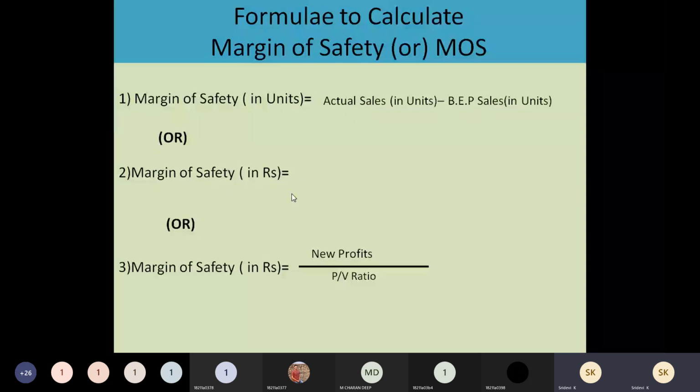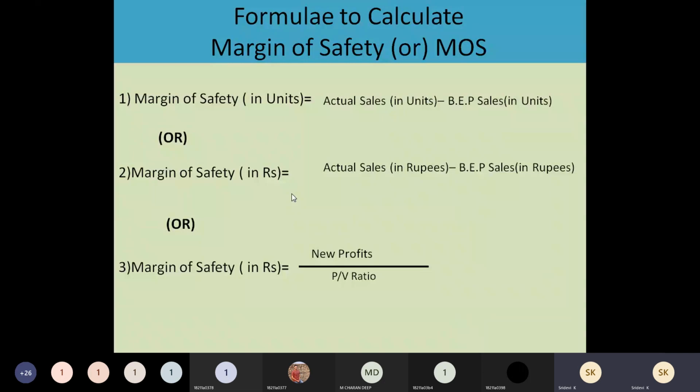And this is another formula to calculate the margin of safety in rupees. That is actual sales in rupees minus BEP sales in rupees. So you have to keep in mind that while calculating this, you have to deduct units from units and rupees from rupees. So this is most important. So what you are taking, actual sales, from that you have to deduct the same BEP sales. So if you take units, you deduct BEP sales in units. If you take sales in rupees, you deduct BEP sales in rupees.